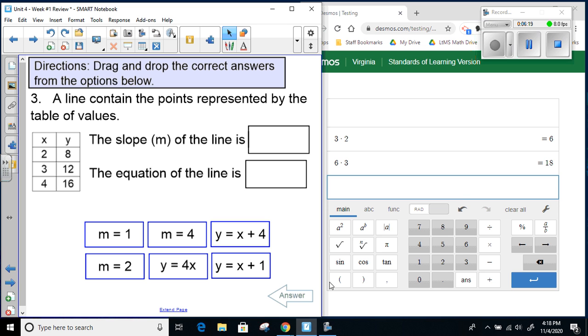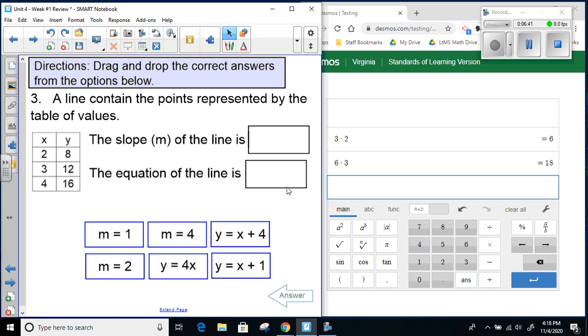Number 3 says, directions. Drag and drop the correct answers from the options below. So the options below are all of these blue boxes here. And the question says, a line contains the points represented by the table of values. So here's our table of values. You're looking at the connection between x and y.